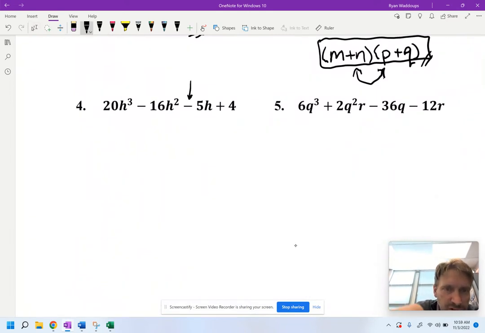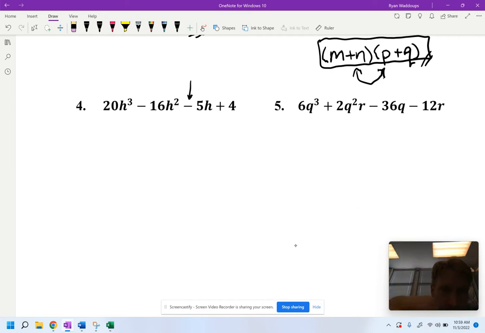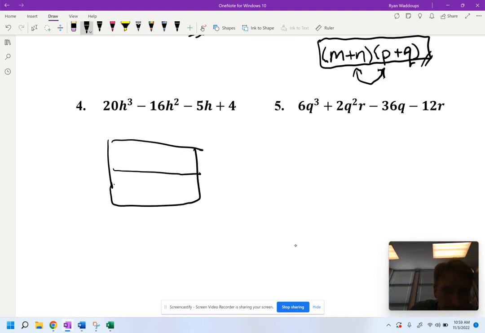Again, you see that third term has the negative out in front of it, so you have to be careful, if you're using factoring by grouping, to make sure that that becomes inside the parentheses, and then you put a plus on the outside. Using the box helps to avoid any mistakes with that. So we get 20h cubed, and then plus 4, the last term goes in the last box, and then minus 16h squared and minus 5h.